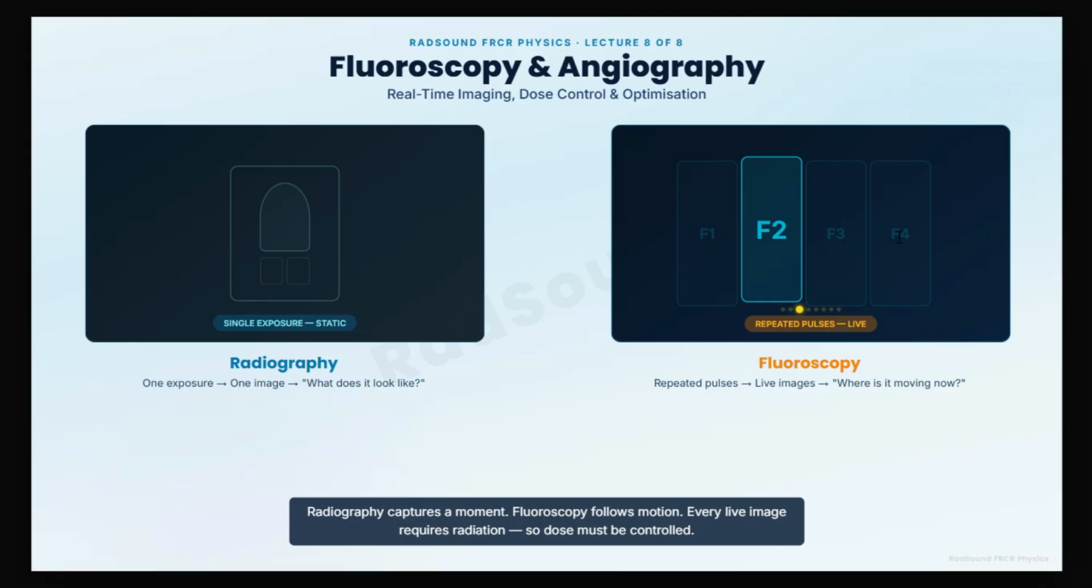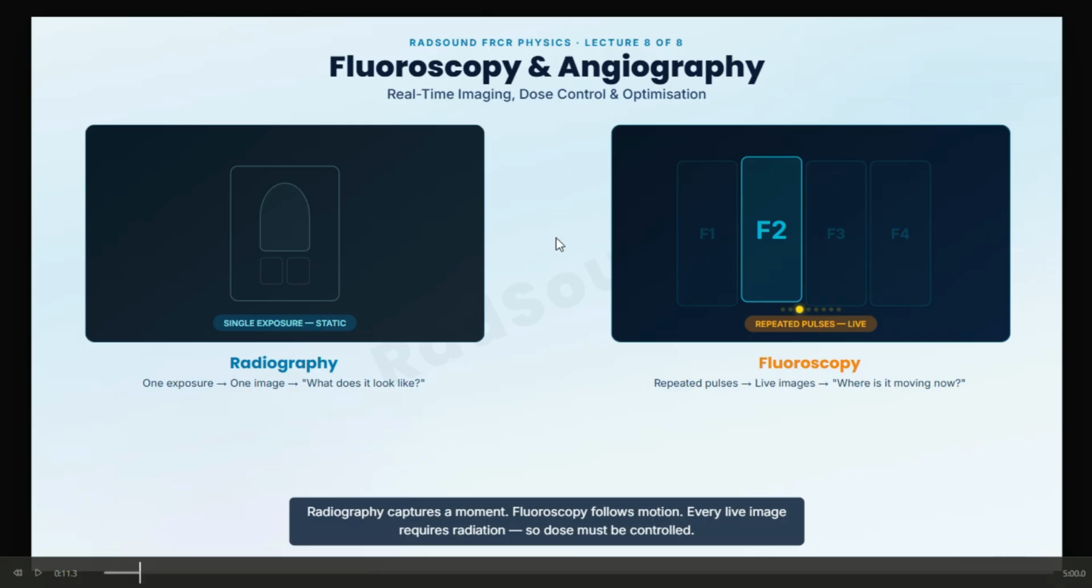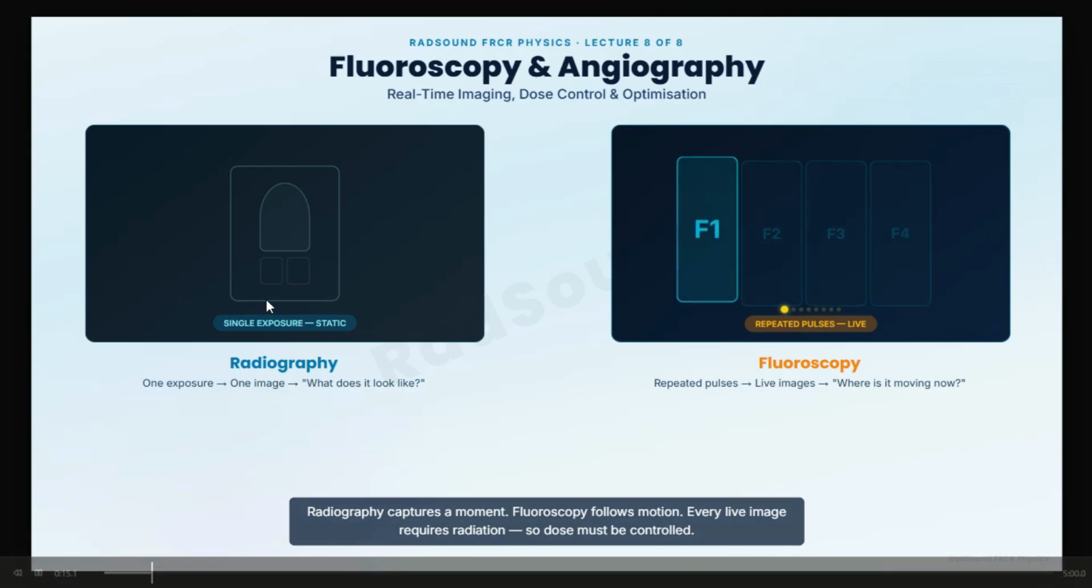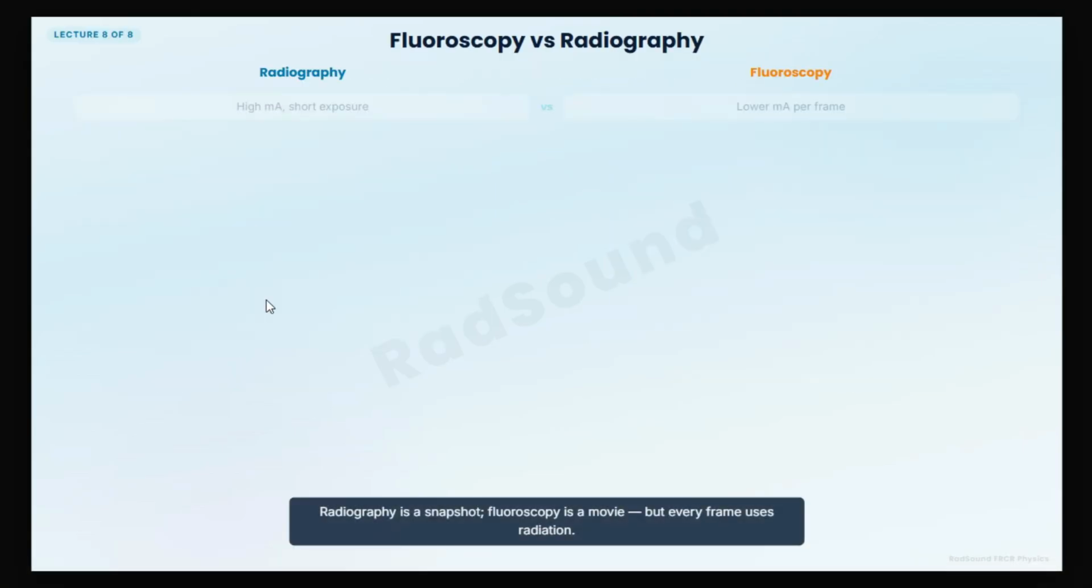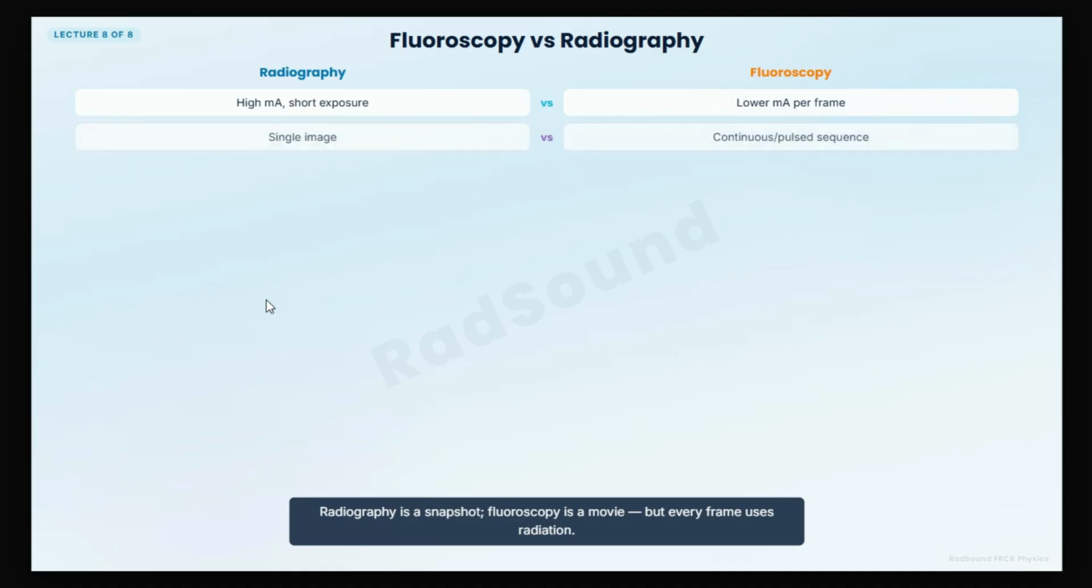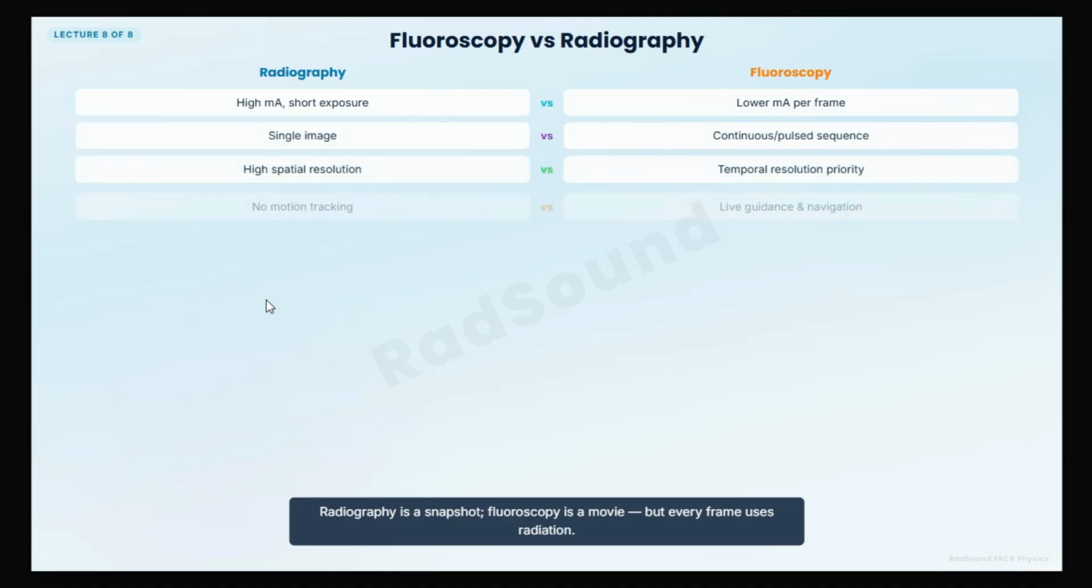This is powerful, but it creates a new challenge. Every live image requires radiation, meaning that image quality and dose must be controlled continuously. So as you can say, with X-ray it's just static, you get something once and for all. But for fluoro, it's continuous. So what is the main difference between fluoroscopy and radiography?